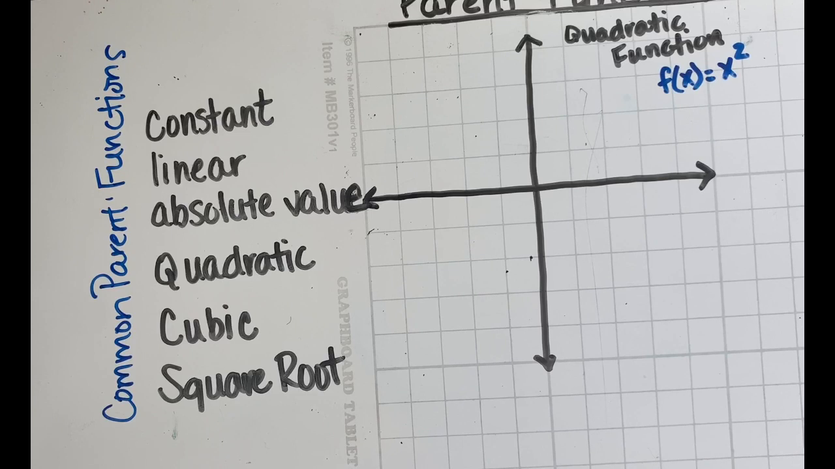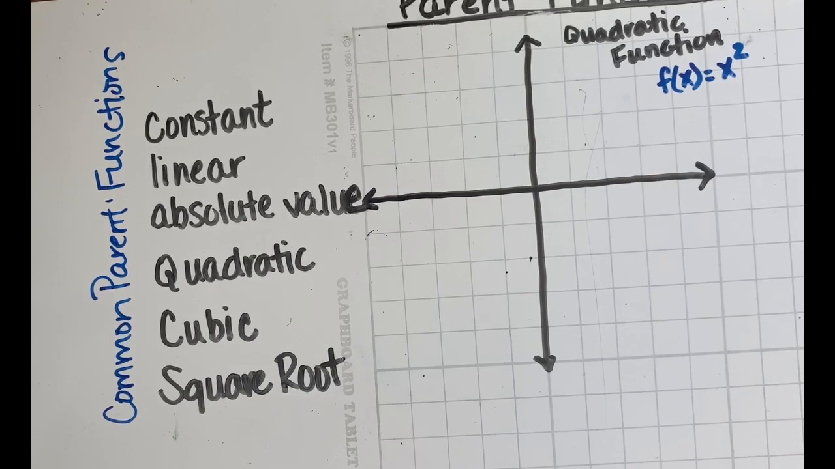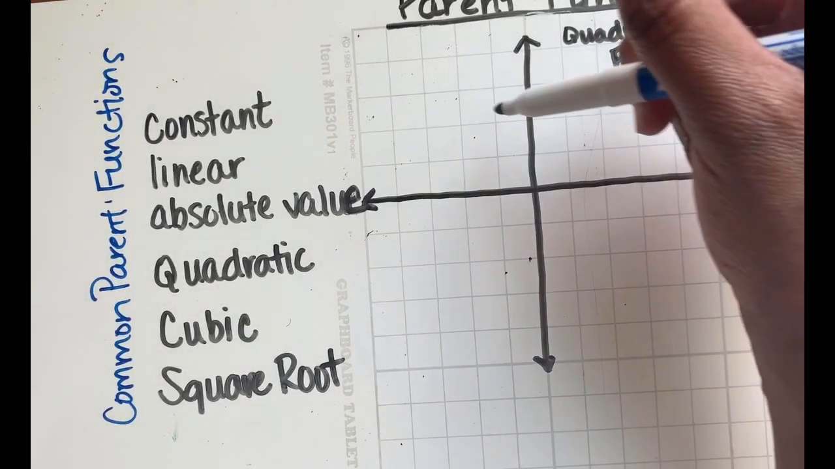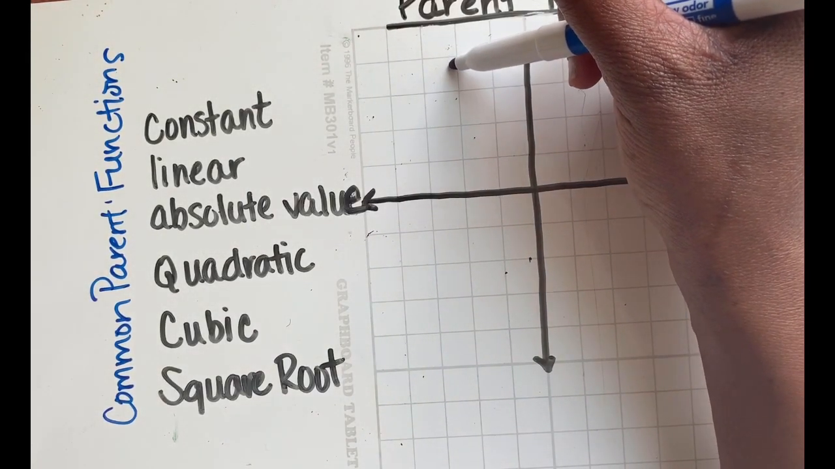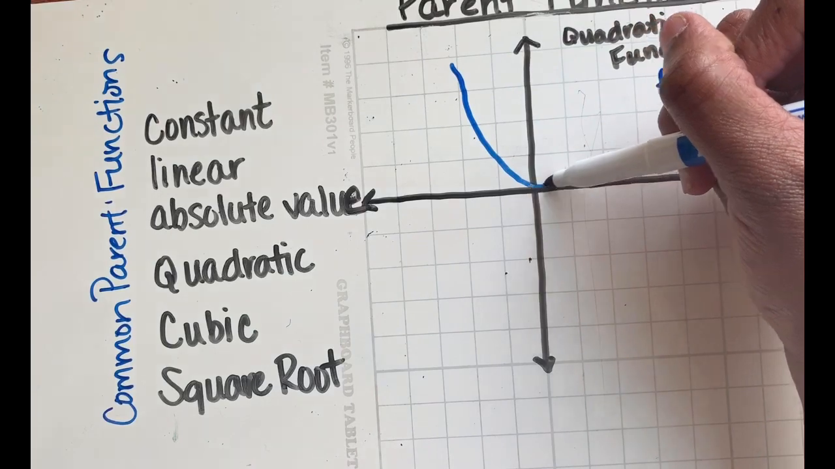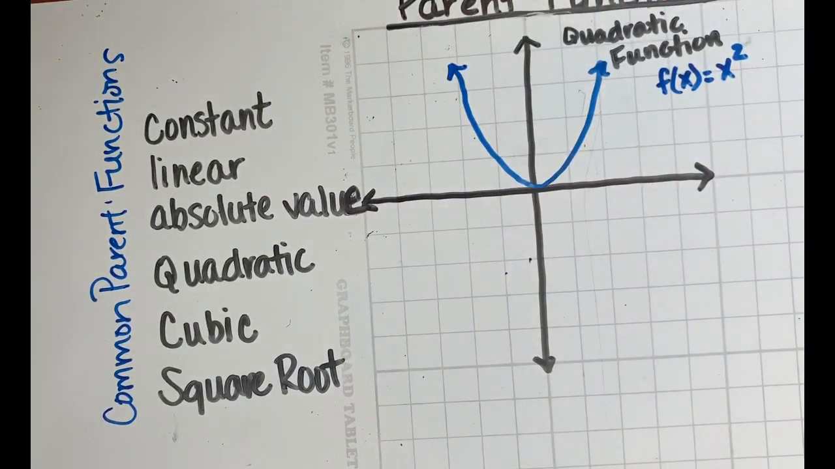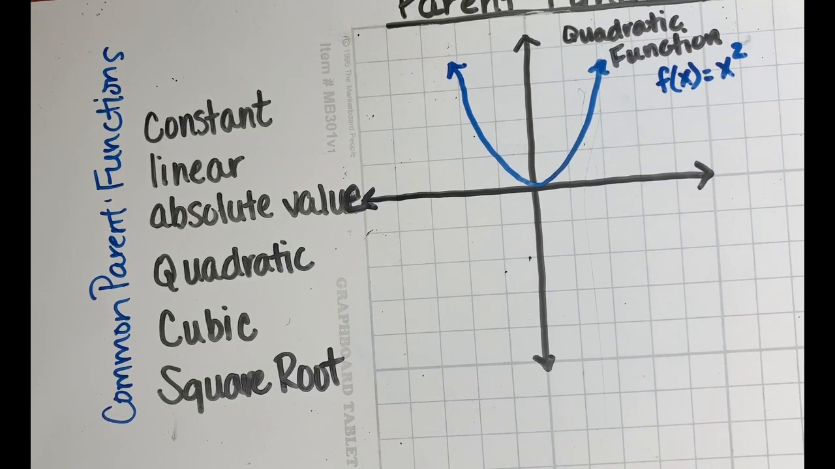Next, we have quadratic function. This is going to be f of x is equal to x squared. Again, this is our most simplest form of a quadratic function. So these graphs are going to look like this. Again, it's not perfect, but you get the point, right? So for our quadratic functions, we have f of x equals x squared.